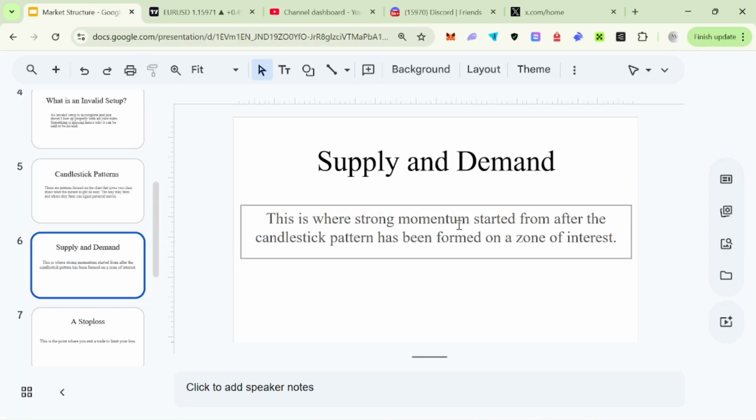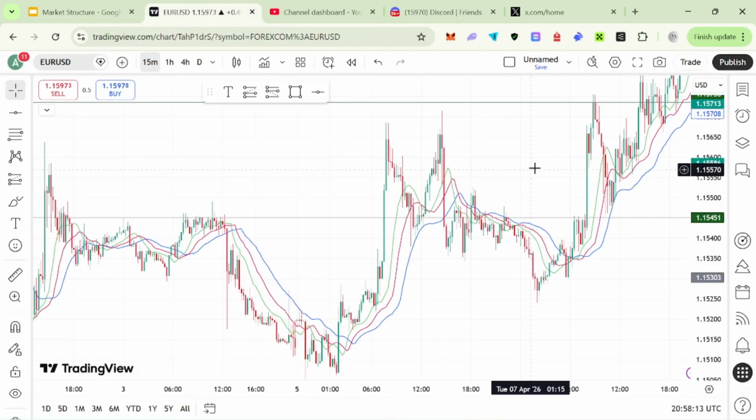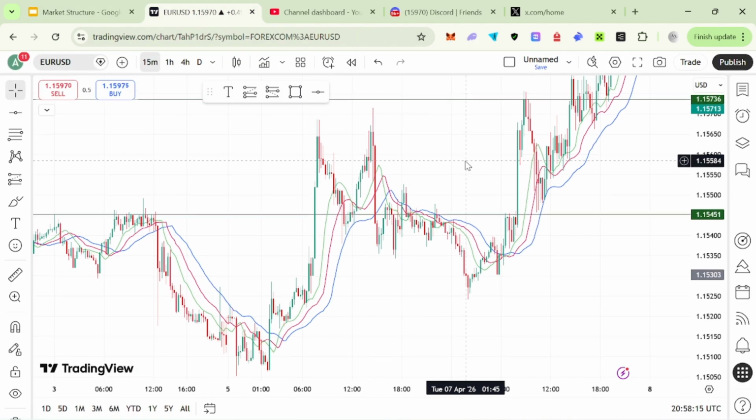This is where strong momentum started from, after the candlestick pattern has been formed on a zone of interest. I'll take that again. This is where strong momentum started from, after the candlestick pattern has been formed on a zone of interest. Now I'll explain that with a real chart illustration.